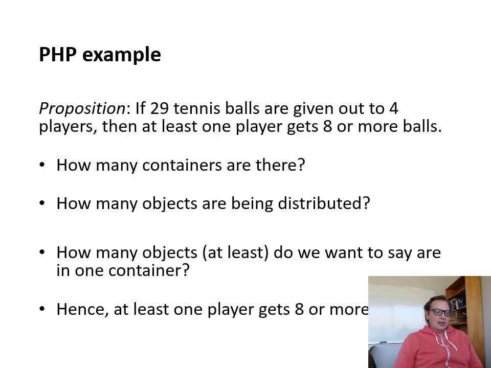Okay, let's see now how we can apply the pigeonhole principle to do a couple of proofs. So we'll start with a simple one. We have the following proposition. If 29 tennis balls are given out to 4 players, then at least one player gets 8 or more balls. So how many containers do we have here? We have 4 containers because there are 4 players. So this is our n.